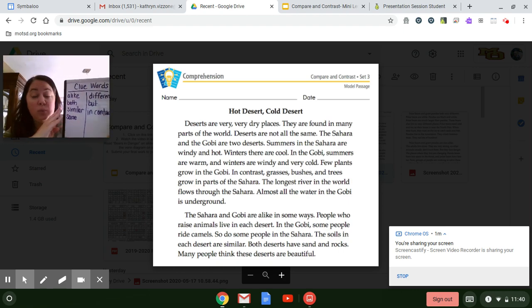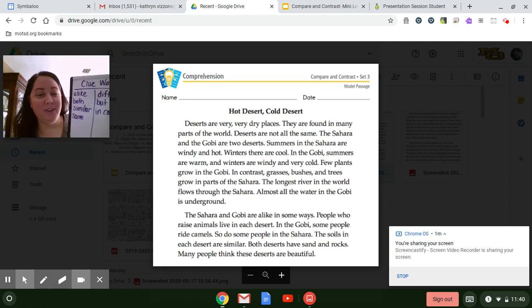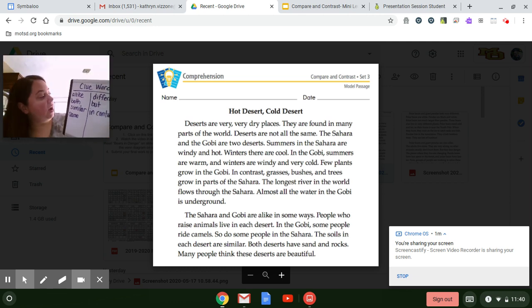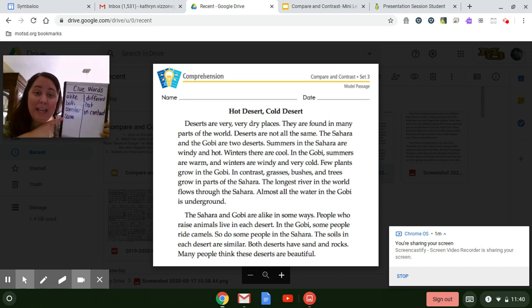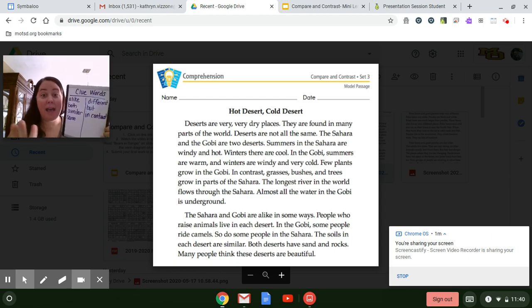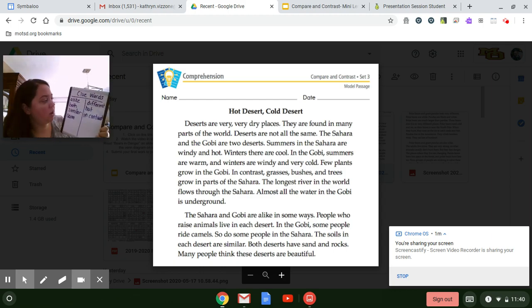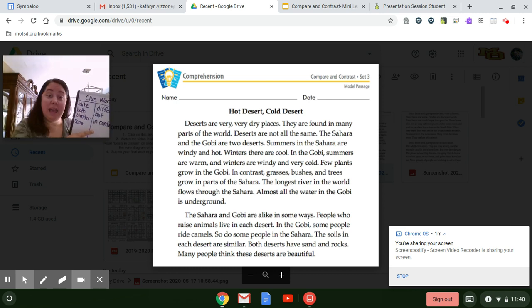Some clue words that we look for when we're comparing are alike, both, similar, same. If we're contrasting, that means looking at the differences. We would look for words like different, but, and in contrast. I'm sure that you may even know a lot more than these, but these are the ones that we're going to be looking at today. And some other ones may pop up as well.